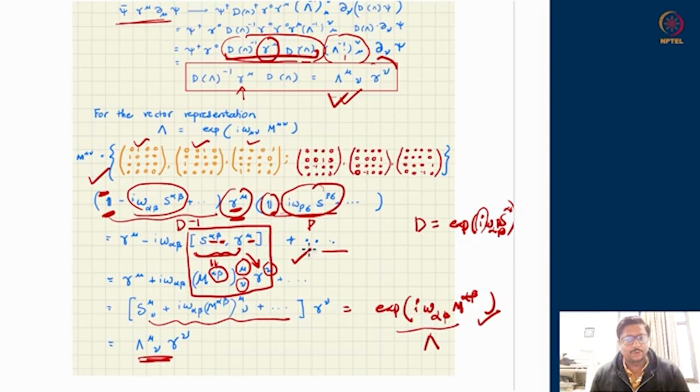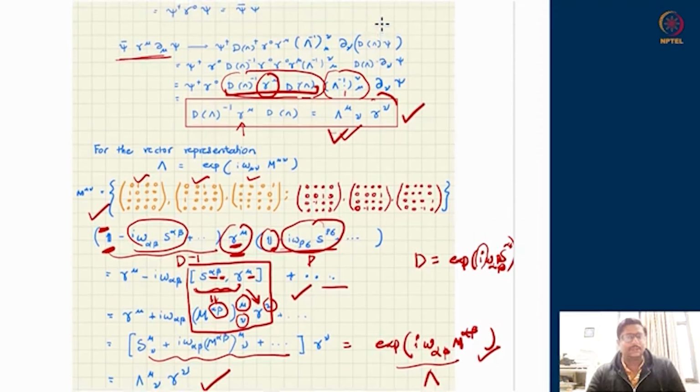So this will become true. Therefore, this will become true. This will also become true, and hence the piece which is the kinetic term will become invariant. So that is what we are going to see with the help of certain examples.